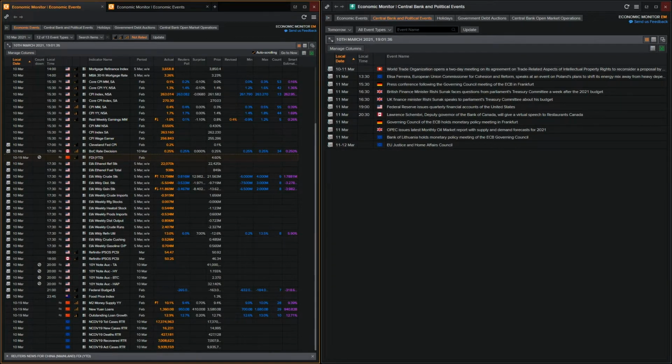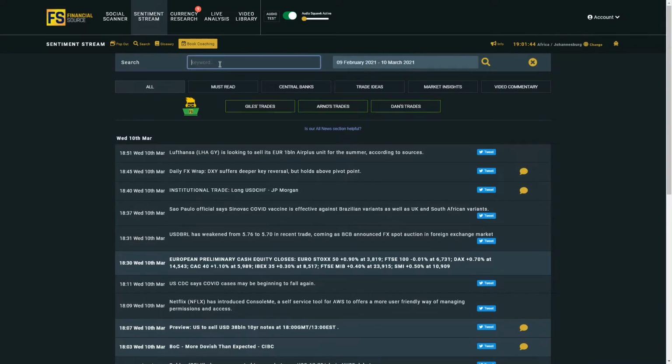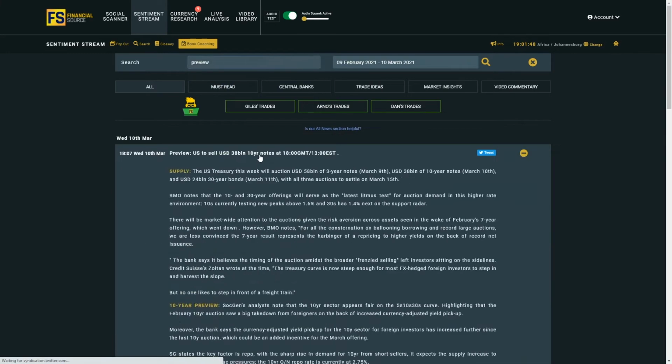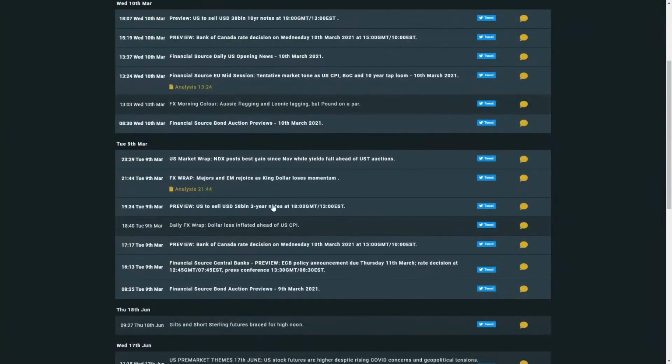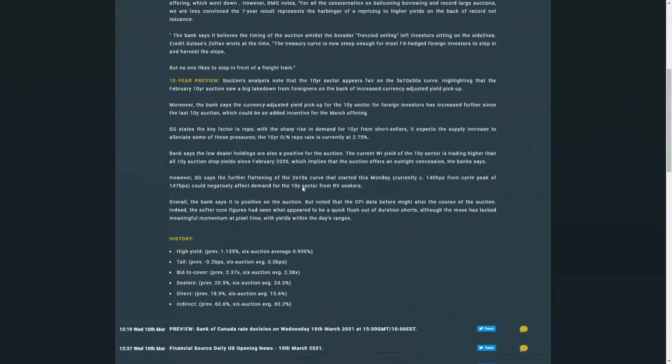And the way you can find that information in the terminal is that we normally have a preview for these things coming up. In the main sentiment stream, you can simply go to the search option, type in the word preview, and there you'll see a preview for today's 10-year. You can see a preview for last night's 3-year note auction as well. We always have a little rundown of what you can expect and some of the history behind it. The history is very important, once again, looking at that bid to cover ratio.